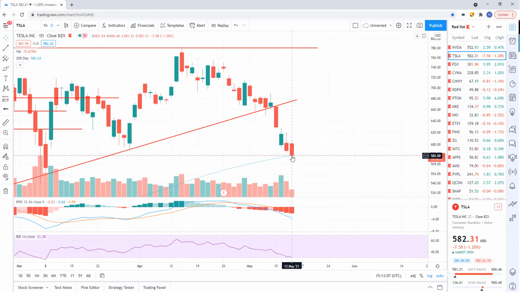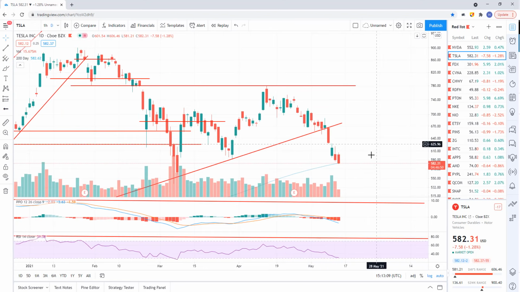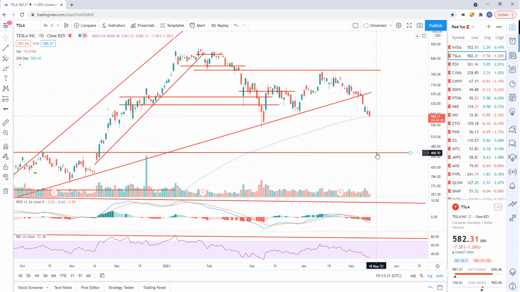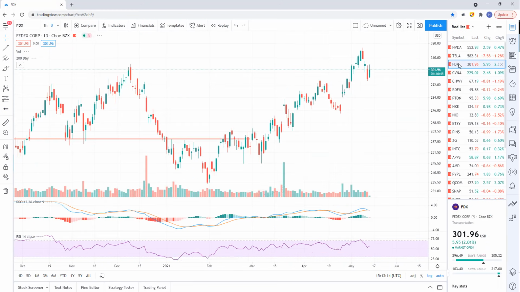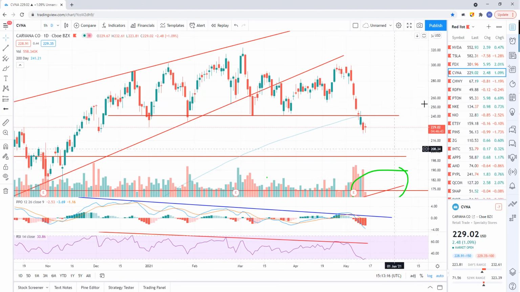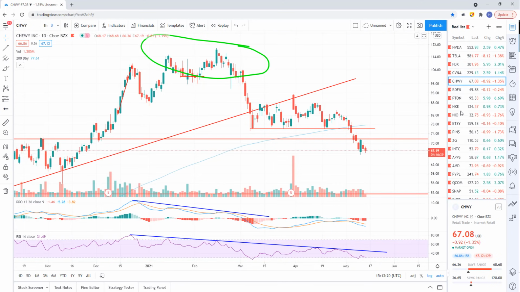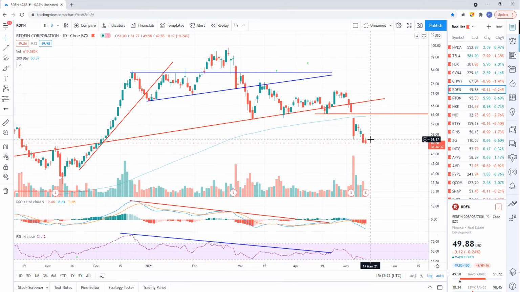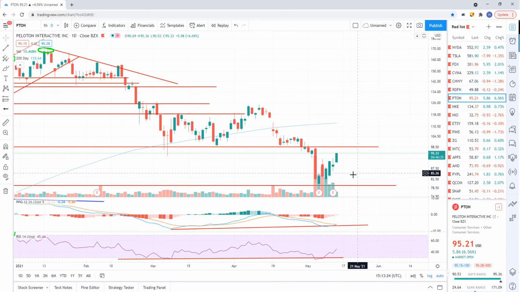Now it's at the 200-day moving average, but again, I don't think that's going to hold. I'm looking for 460 for Tesla's next level of support. You can see here Carvana is basically flat, up 1%. Chewy is slightly down. But again, technically, none of these are showing any strength.